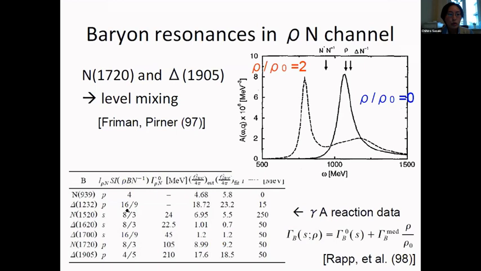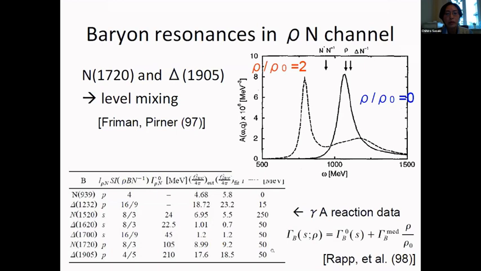And then the parameters were fixed by confronting the data of the photoabsorption cross-section. Also, the in-medium decay width for those baryonic resonances is assumed in such a linear form with respect to the density, and its coefficient, the medium modification of the width, is extracted in the same way from the absorption cross-section data.